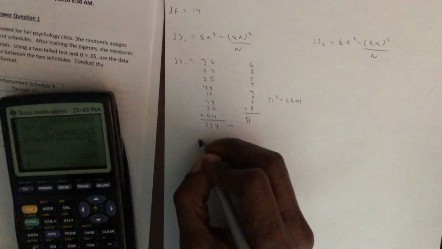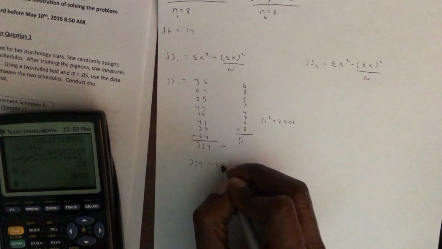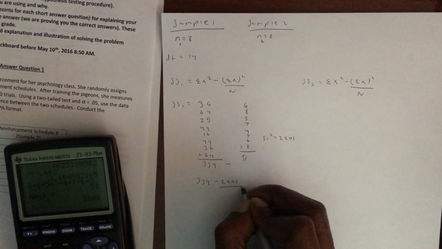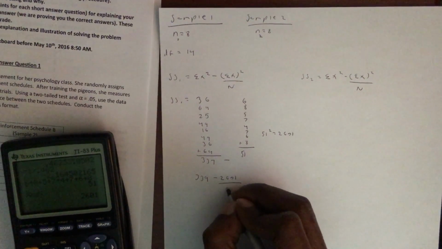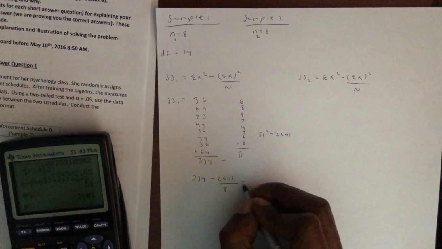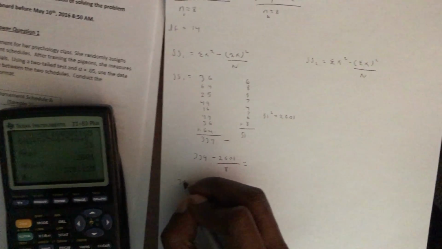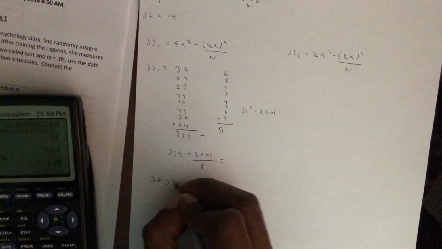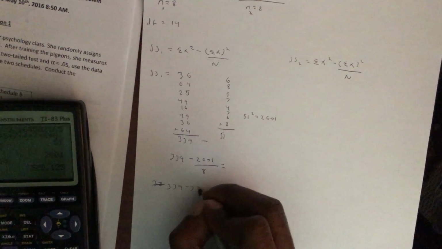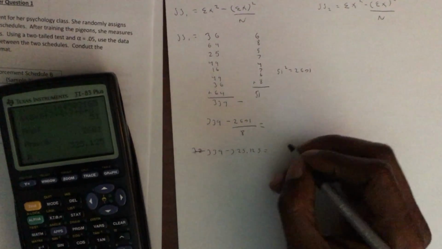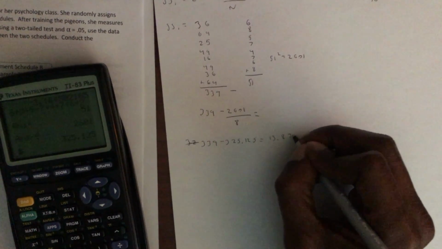So using the formula, you get 339 minus 2601 over n, which is 8, which will give you 339 minus 325.125, which is equal to 13.875.